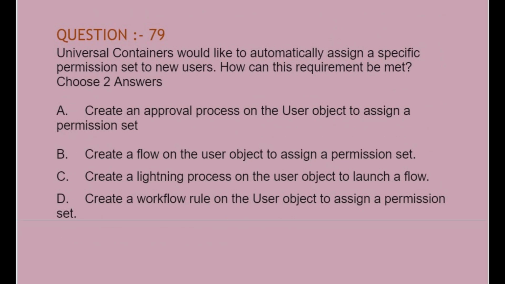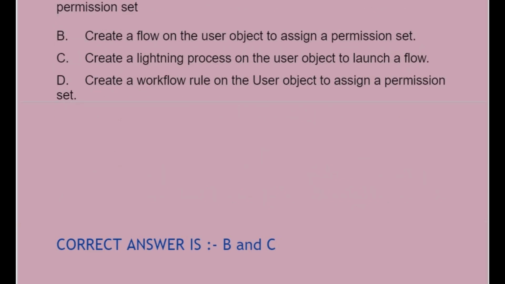Question is, Universal Containers would like to automatically assign a specific permission set to new users. How can this requirement be met? Choose two options. Option A, create an approval process on the user object to assign a permission set. Option B, create a flow on the user object to assign a permission set. Option C, create a lightning process on the user object to launch a flow. Option D, create a workflow rule on the user object to assign a permission set. Correct answer is option B and option C.